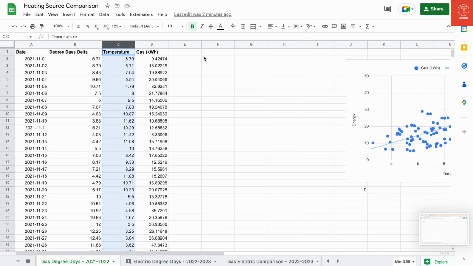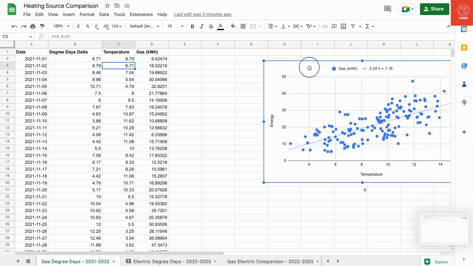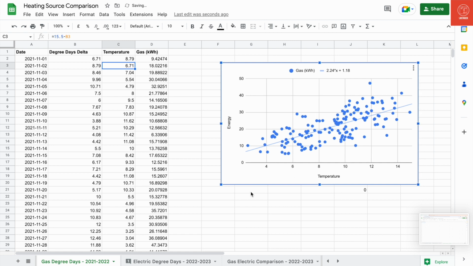But if you're interested, the relevant temperature is available in this temperature column here. So it's effectively the equivalent of what you can see here: 15.5, the temperature we require to not need any heat. Take away the degree days delta and you get the actual temperature. Or if you were to invert it, 15.5 take away temperature would give you the degree days delta. And that's then mapped against the gas usage.